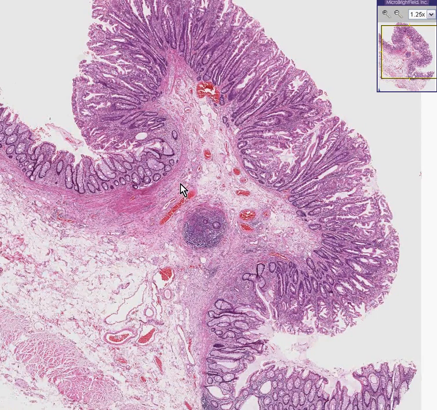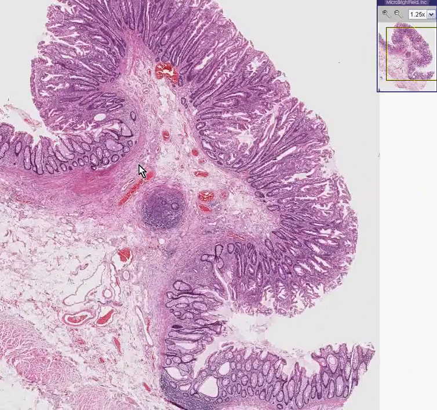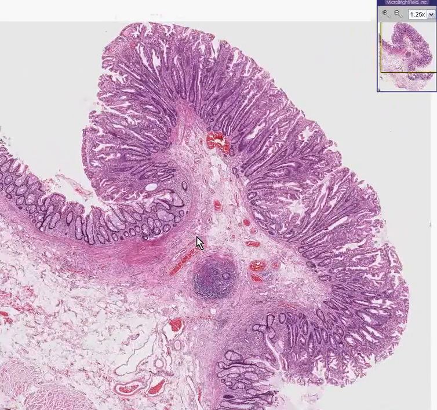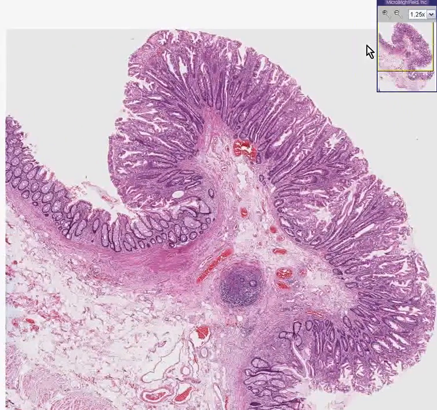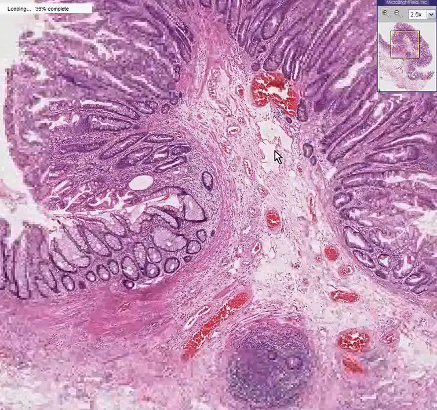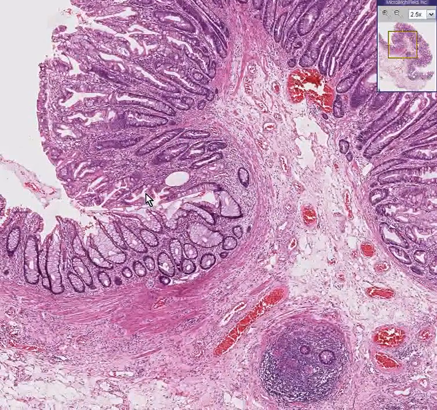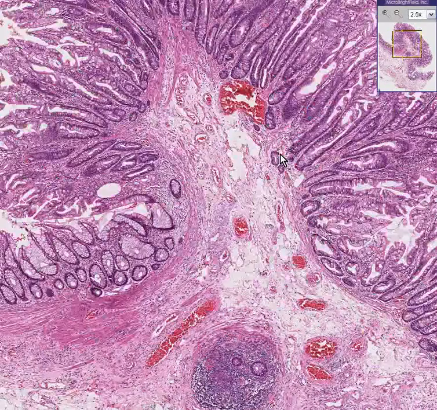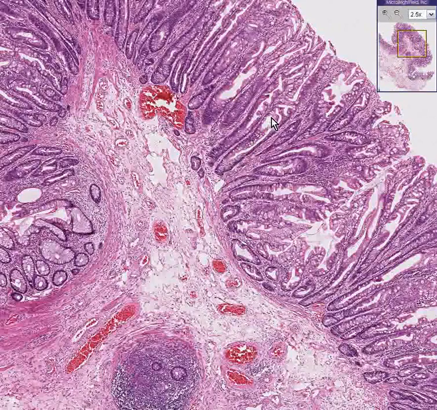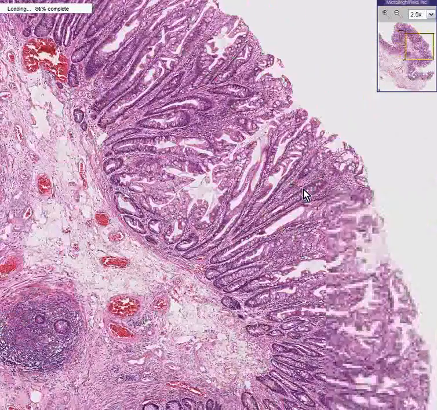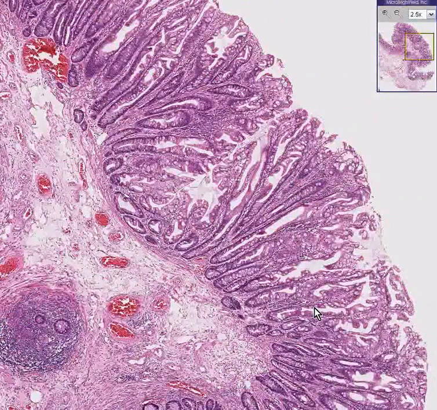in the submucosa. But the most important feature that differentiates this as a hyperplastic polyp is the fact that in many of these glands, the lumen, like here and here, is kind of jagged, or what they call serrated, and here and here. And that's really one of the classic diagnostic features of a benign hyperplastic polyp.